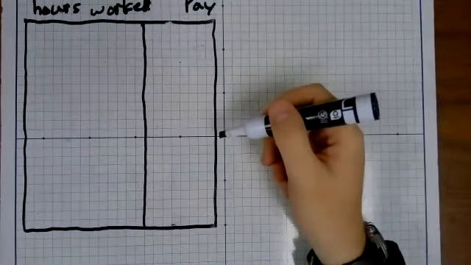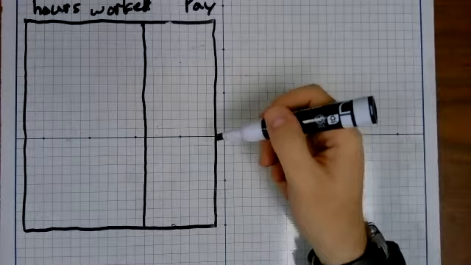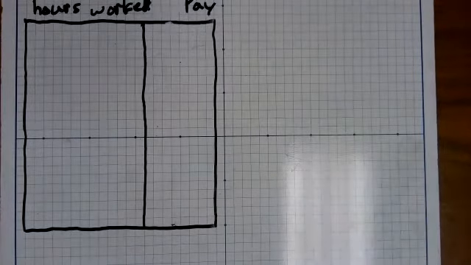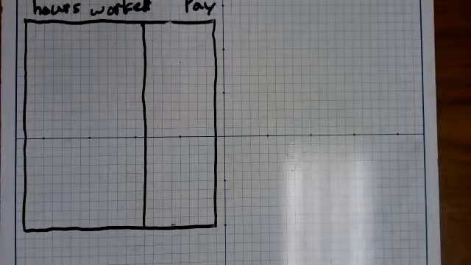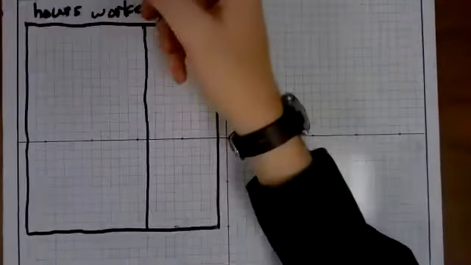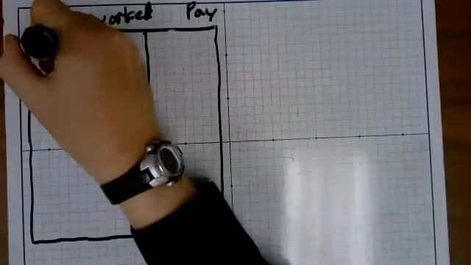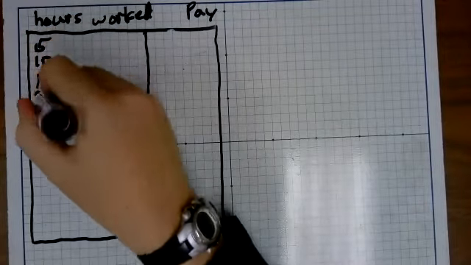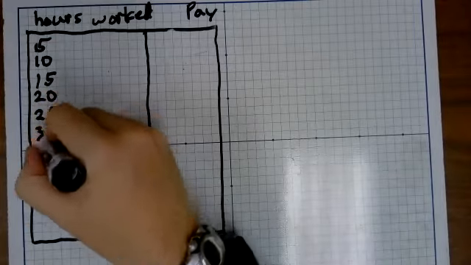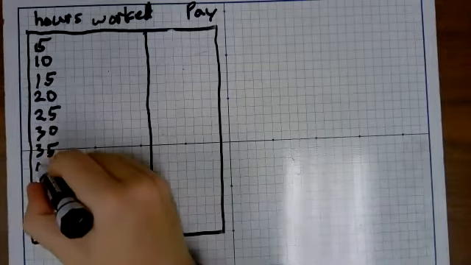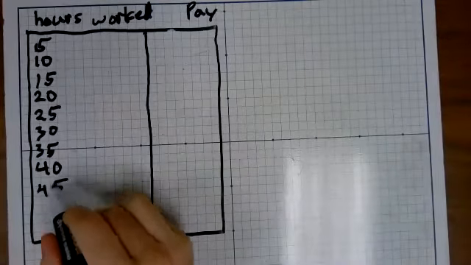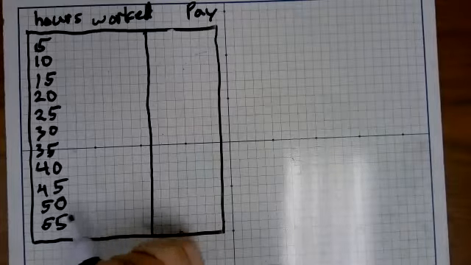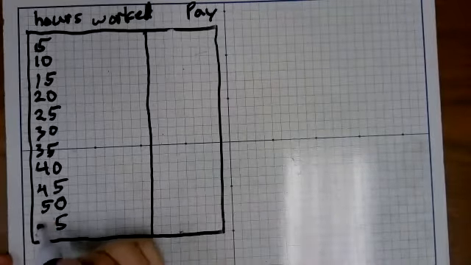So, all right. So she makes $8 an hour for the first 40 hours of work. So I'm gonna write our table in multiples of 5 hours work. That seems fairly sensible. So 5 hours, 10 hours, 15 hours, 20, 25, 30, 35, 40, that's the magic number, 45, 50, 55.